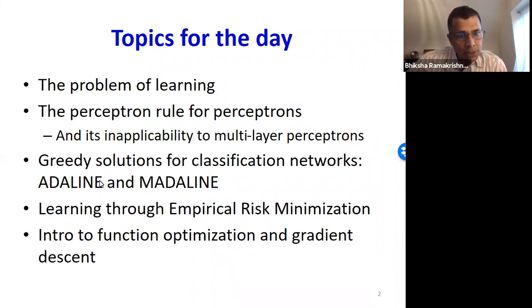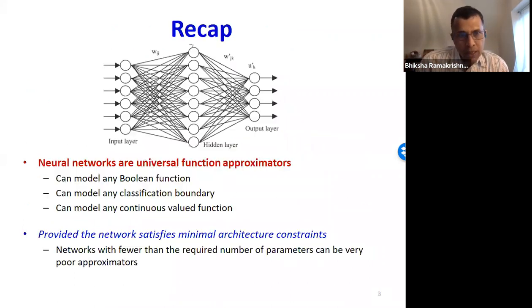to multi-layer perceptrons. We'll briefly touch upon greedy solutions for classification networks. I actually won't spend time on it. Most of it's going to be hidden slides. We'll look at learning through empirical risk minimization and an introduction to function optimization. This is the first of a series of lectures, so I don't expect to finish all of these topics in today's lecture. These will flow continuously over the next 5 lectures.